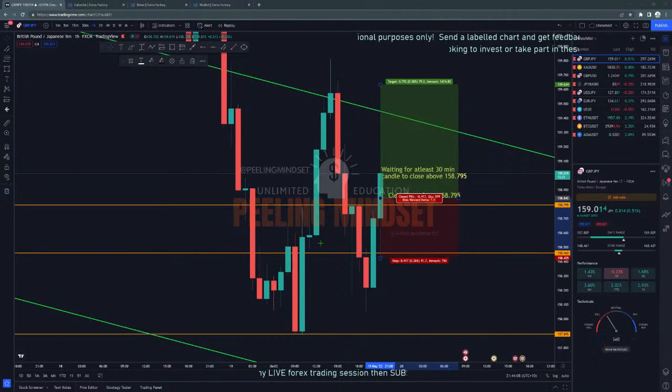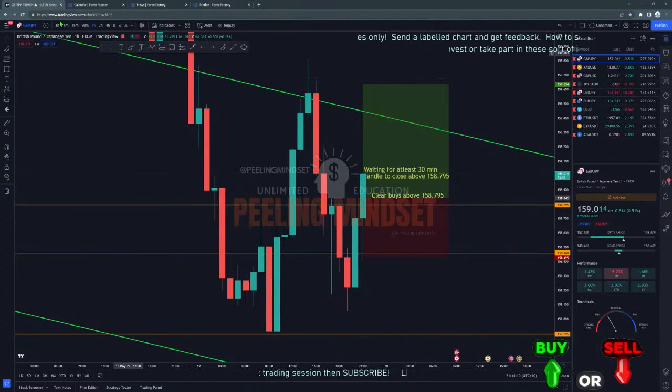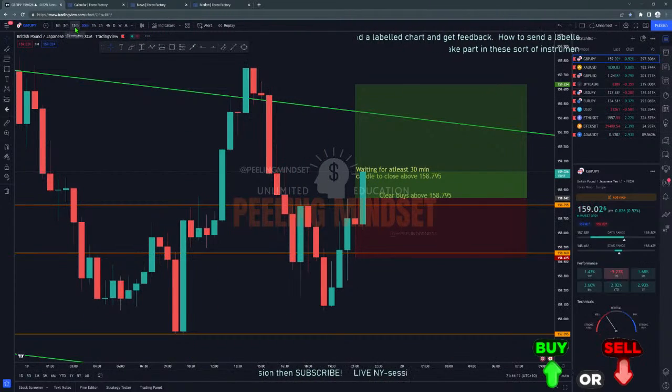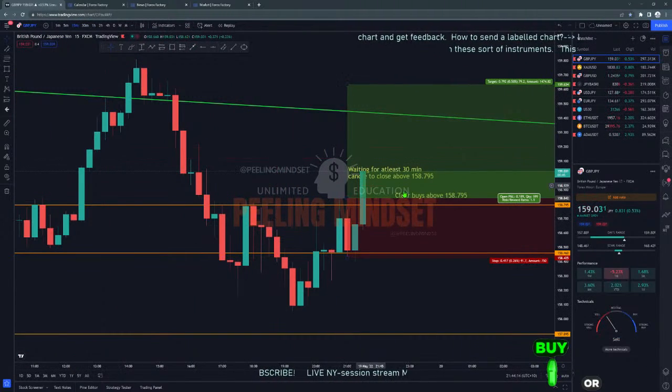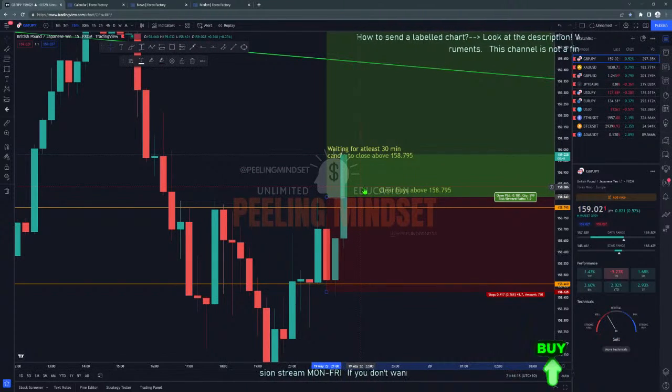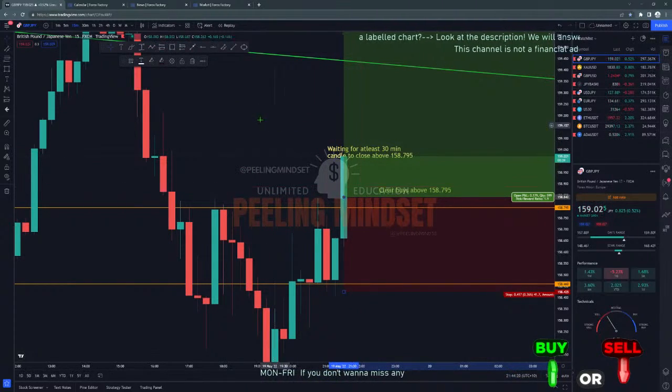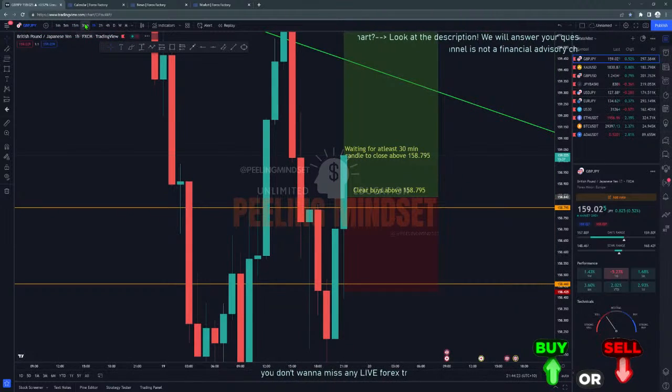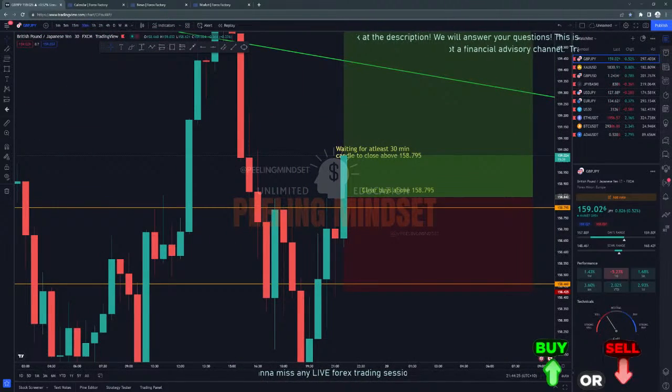This is actually pretty good. The bias was explained before it happened. It's actually looking good. We broke 158.795, and this is looking pretty good. About 17 pips in profit. You could actually close the position and be okay about it too.